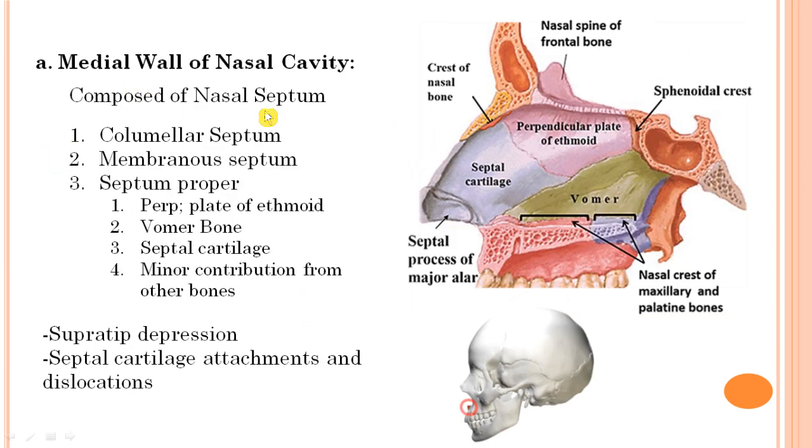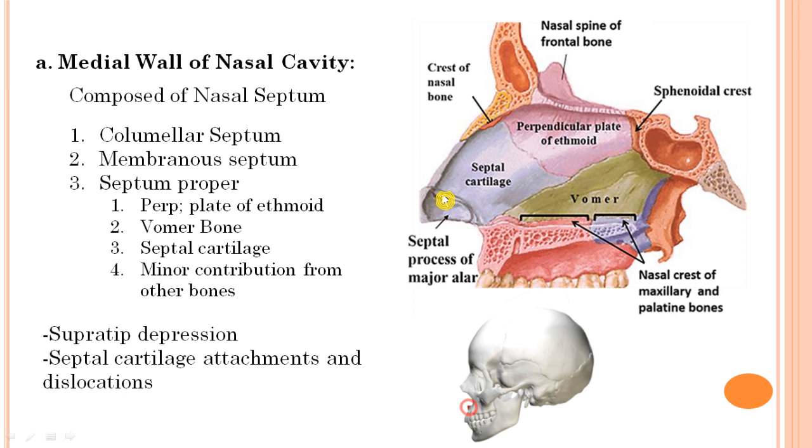Now let's talk about the medial wall of the nasal cavity. Now the medial wall of the nasal cavity, as you can see here, is composed above of the nasal septum. So the nasal septum is quite a term in itself. Now the nasal septum is divided into the columellar septum, which is the septum formed by the columella, and of course this is the area of the vestibule, so this will be lined by the skin. Then you have the membranous septum, lying in between the columellar portion and the septal cartilage, or the septum proper. So this small area is called your membranous septum, and it is lined by the skin as well.